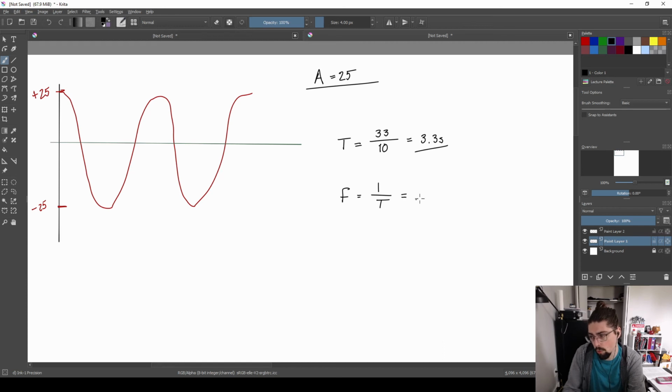Plug those numbers in, and what do we find? Oh, this one's a little bit nasty. This is 0.303 hertz. Is the unit for that.